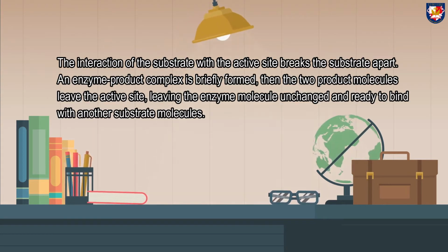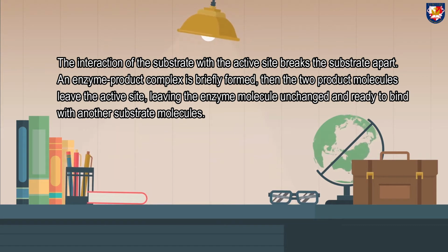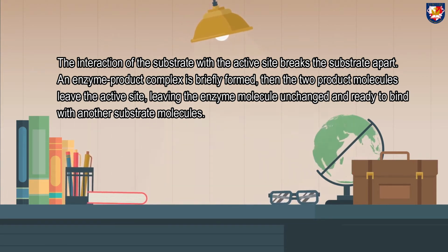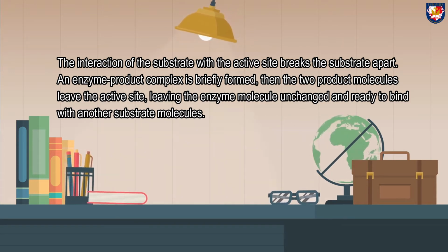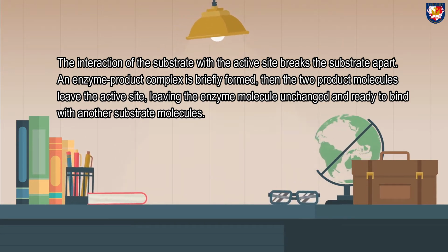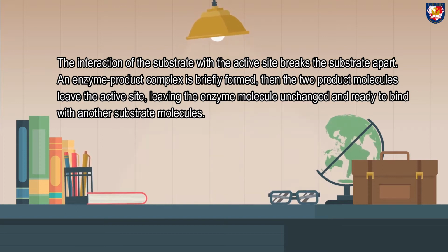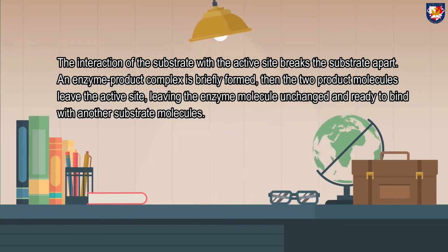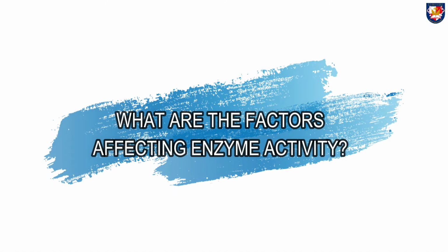The interaction of the substrate with the active site breaks the substrate apart. An enzyme-product complex is briefly formed. Then the two product molecules leave the active site, leaving the enzyme molecule unchanged and ready to bind with another substrate molecule. What are the factors affecting enzyme activity?